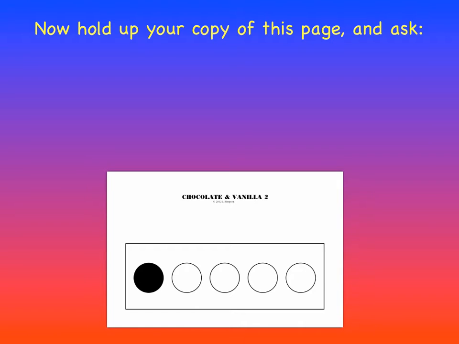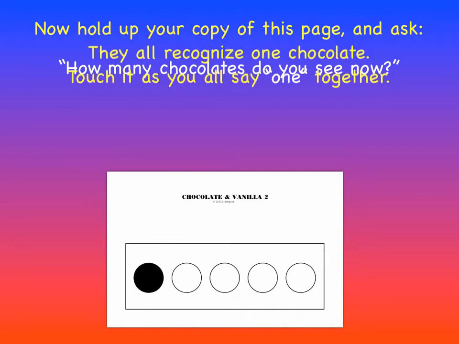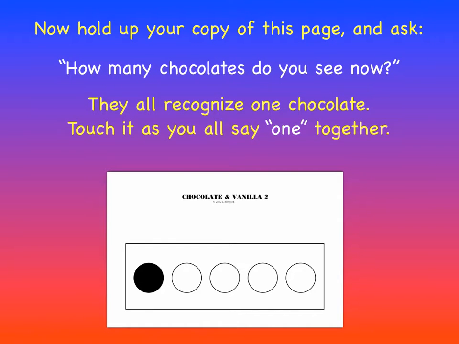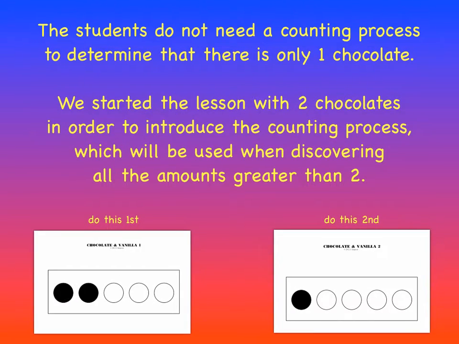Now, hold up your copy of the next page and ask, how many chocolates do you see now? They all recognize 1 chocolate. Touch it as you all say 1 together. The students do not need a counting process to determine that there is only 1 chocolate. We started the lesson with 2 chocolates in order to introduce the counting process, which will be used when discovering all the amounts greater than 2.